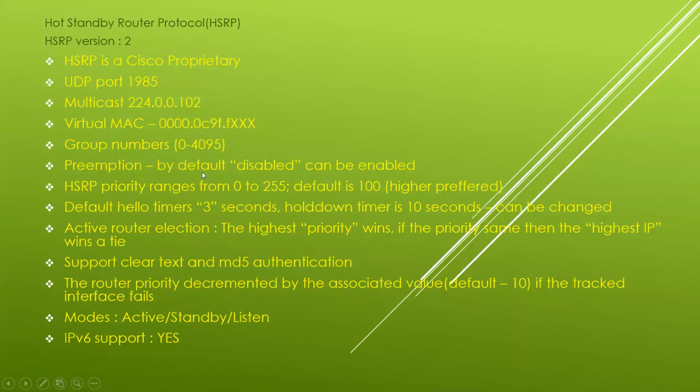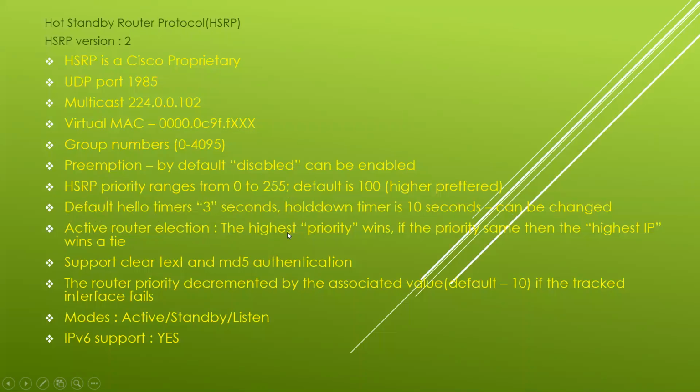Preemption is disabled by default and can be enabled. Okay, it's simple to enable the preemption. HSRP priority ranges from 0 to 255. Default is 100, higher is preferred, same as HSRP 1. Same timers here also: hello 3 seconds, hold timer 10 seconds, which can be changed. Even in HSRP 1 it can be changed.